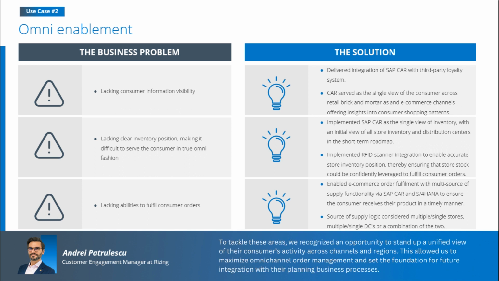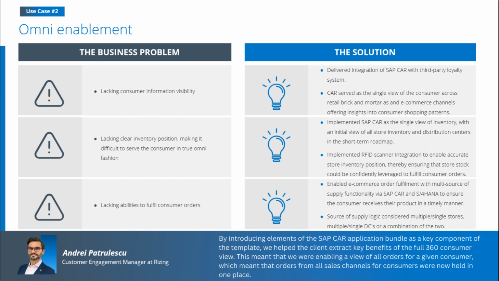To tackle these areas, we recognized an opportunity to stand up a unified view of their consumers' activity across channels and regions. This allowed us to maximize omnichannel order management and set the foundation for future integration with their planning business processes. By introducing elements of the SAP CAR Application Bundle as a key component of the template, we helped the client extract key benefits of the full 360 consumer view.